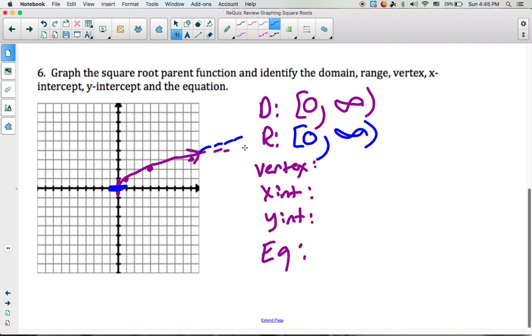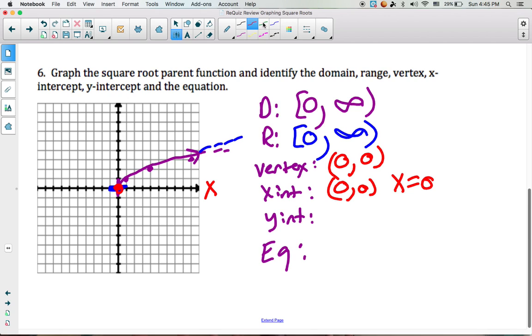The vertex is where the graph starts, and that would be right here at this point, and the coordinates of that point would be 0, 0. The x-intercept is where the graph crosses the x-axis, so if you just go to your x-axis, it crosses right there at 0. So you can put the point 0, 0, or you could put x equals 0. Either one of those will be accepted.